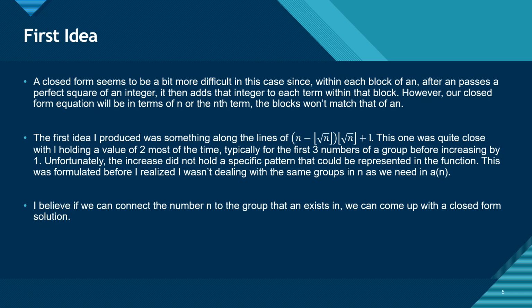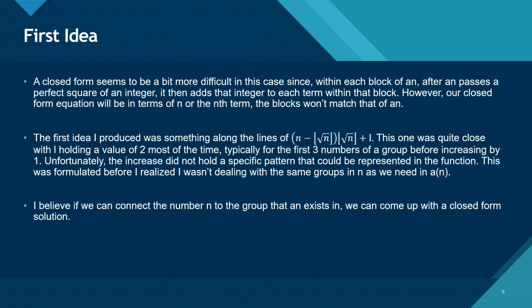I was just spitballing and kind of practicing here. I know that if this was possible, it would probably include the floor of the square root of n, though again, that's in terms of n, so I'm not sure. I went ahead and tried n minus the floor of the square root of n, times the floor of the square root of n plus L. I was just throwing stuff out there. That one was actually quite close.